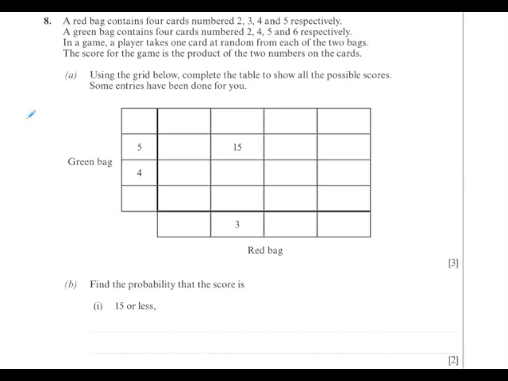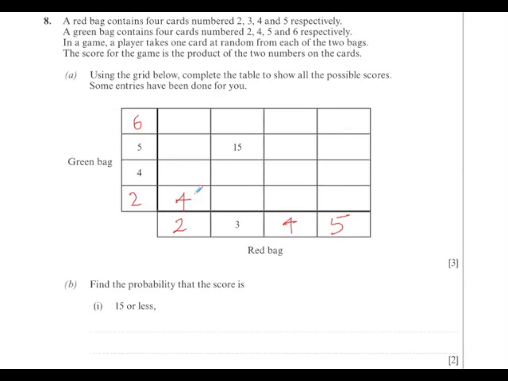Now this question looks a bit more complicated than it actually is, so let's have a look at this step by step. So here we've got the green bag cards, and the green bag contains numbers 2, 4, 5 and 6. So let's start with 2 here, 4, 5 and 6. The red bag contains 2, 3, 4 and 5, so let's add those numbers. Now you can see 3 times 5 is 15, so all we have to do is complete the table here.